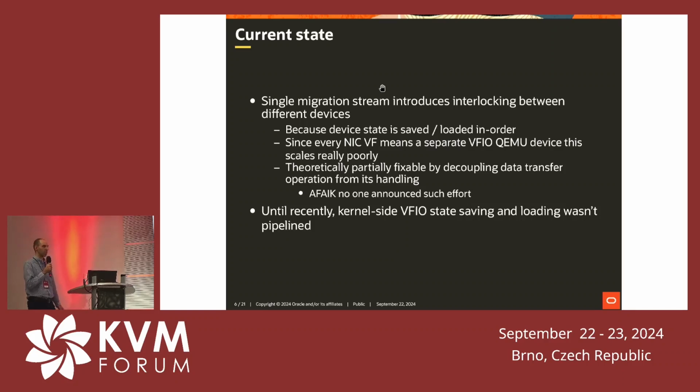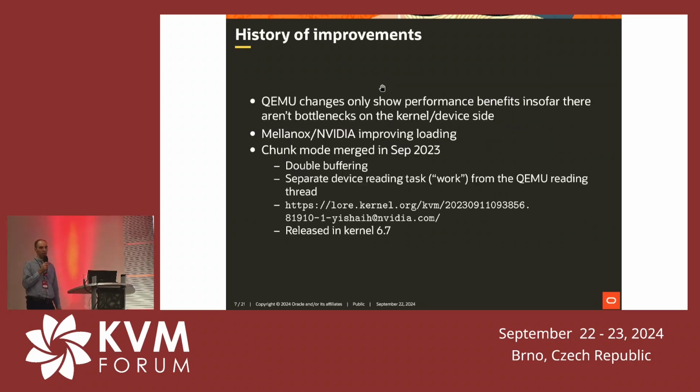Until recently, the kernel side wasn't even pipelined. When the source QEMU was reading from the file descriptor, the device state wasn't actually being read from the device at the same time. Only recently, about a year ago, a patch set was merged by Mellanox or NVIDIA that introduced double buffering for at least the Mellanox VFIO driver. So now the reading from the devices can happen in parallel with QEMU reading from the kernel. This is already upstream.